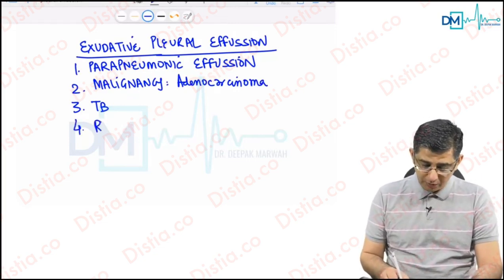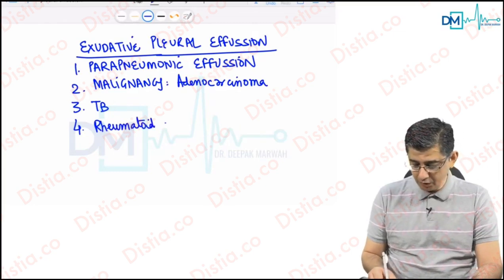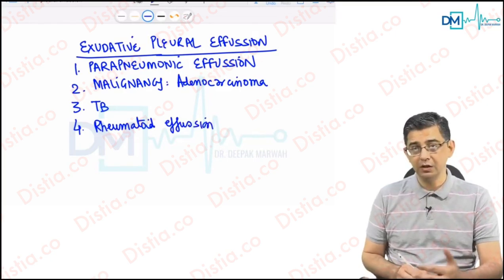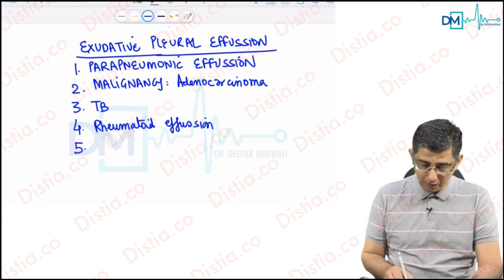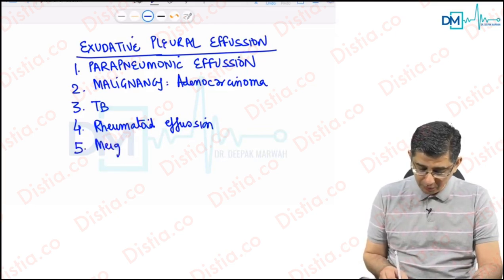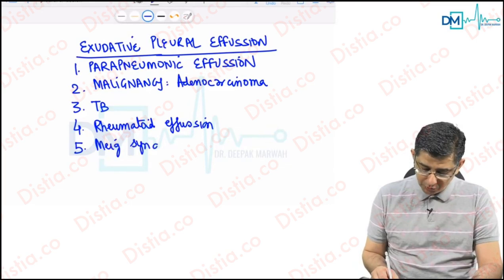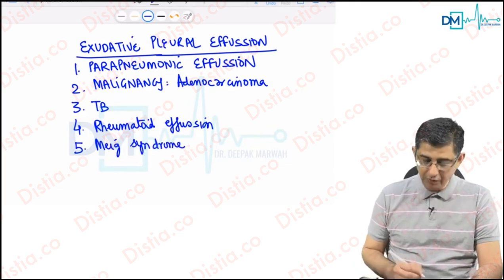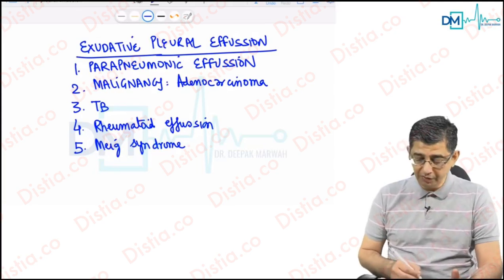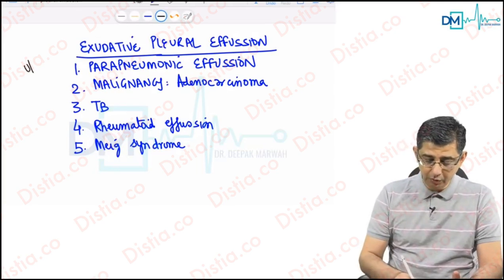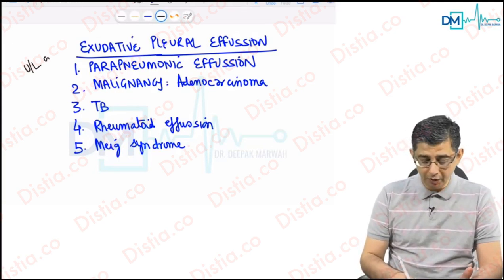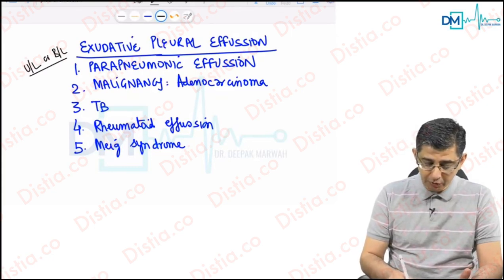Then MCQ wise, after tuberculosis, rheumatoid pleural effusion is usually asked, and was asked even in the May 2019 AIIMS exam, which I'll talk about. And then they ask you regarding Meigs syndrome. So I'm focusing on the core issues which are going to be asked for the exudative variety. Remember that the exudative variety can either be unilateral or bilateral. We really cannot be sure.